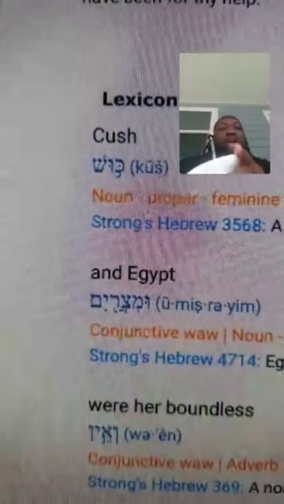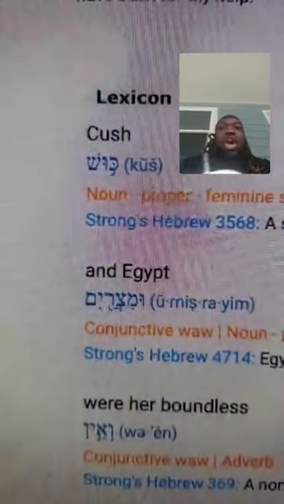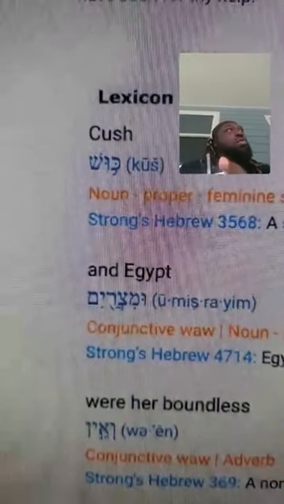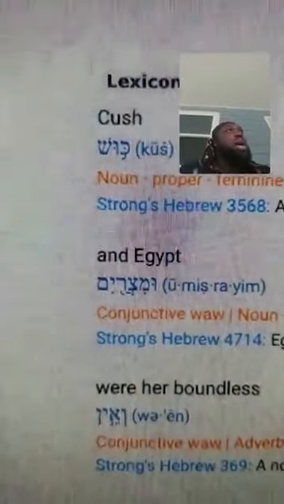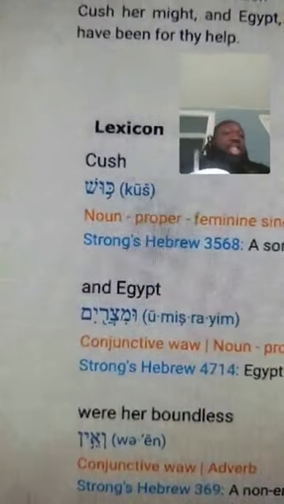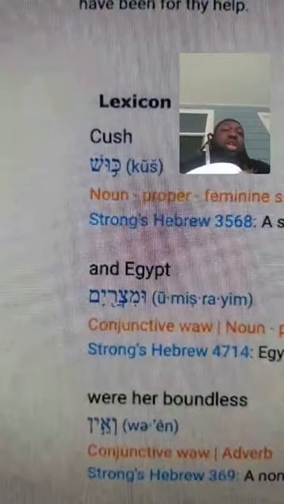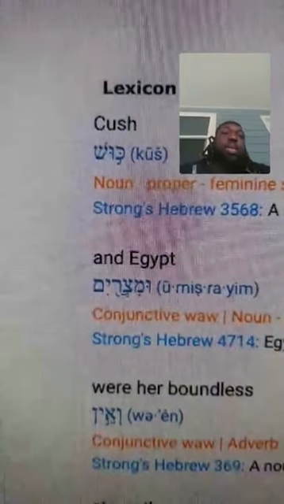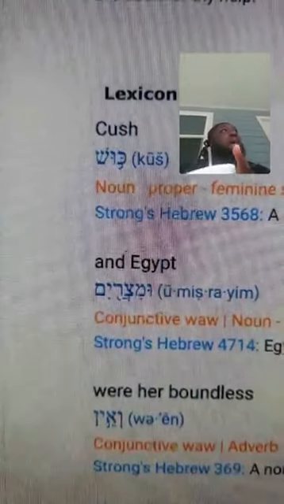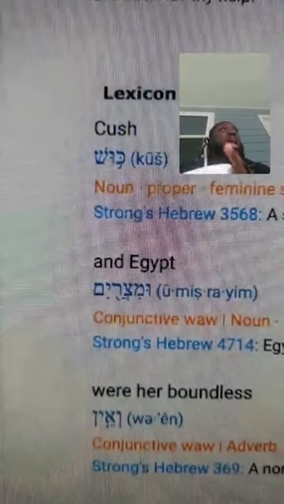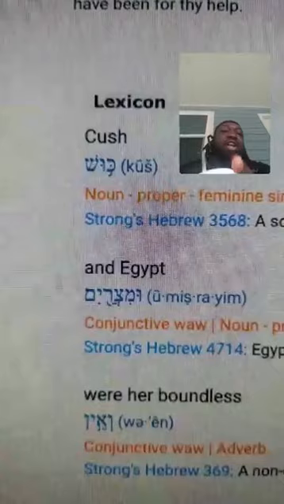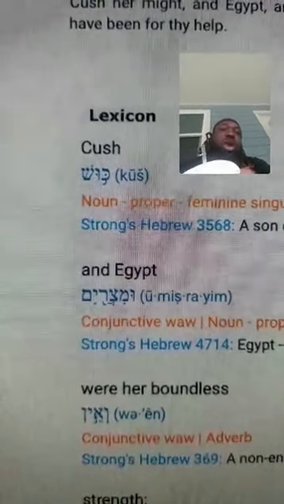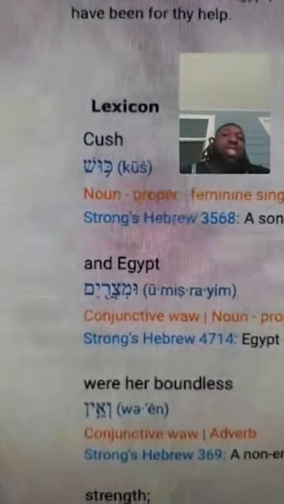But no, you're not gonna see Ethiopia nowhere. Now you got an older version of the Bible. I can't think of what it is, but that word Kush is also synonymous with the word blackamoor. I'll go into my notes tonight, and I'll find a translation where they use the word Kush and the word blackamoor synonymously. You get what I'm saying?